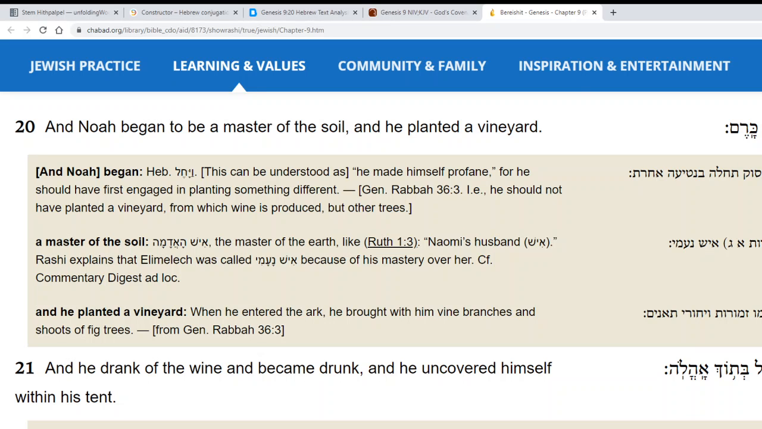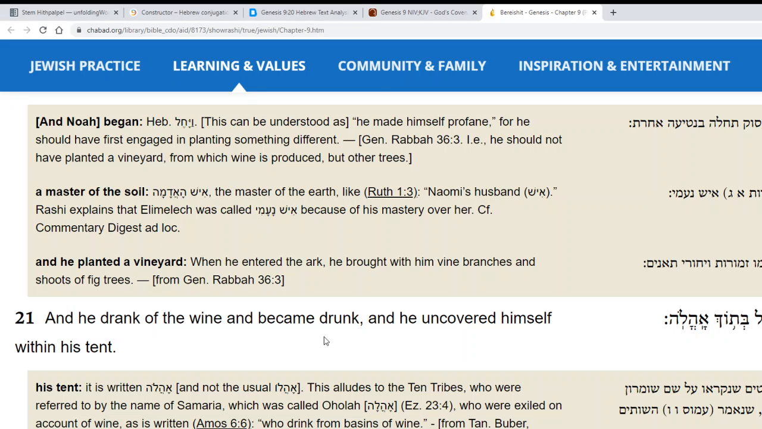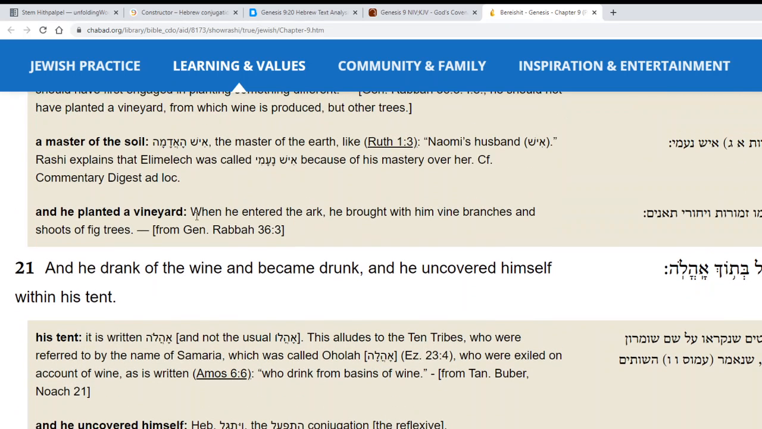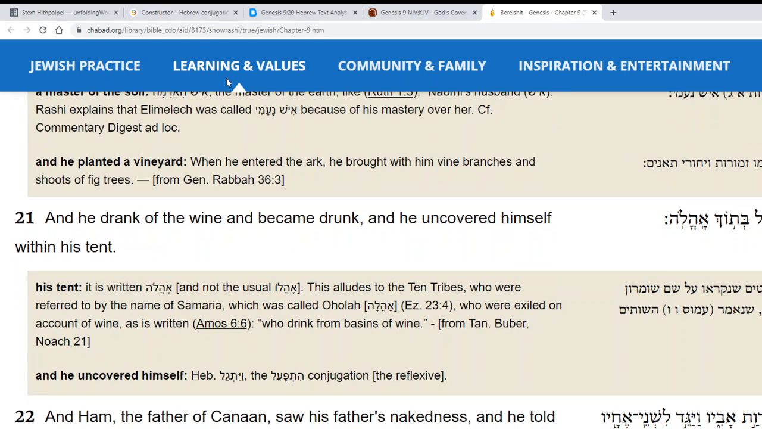So, Yitak Karem, vineyard. Aha, so as opposed to sanctifying himself, the first thing he thought of was, why don't I make myself some wine? I see. And of course, we know how that happened. Ish ha'adama, Rashi is saying it's like when we say Ish Naomi in Ruth 1:3, meaning husband. And you can look there. And he planted a vineyard. When he entered the ark, he brought with him vine branches and shoots of fig trees. Right? Okay. Yeah, that's the Rashi there.